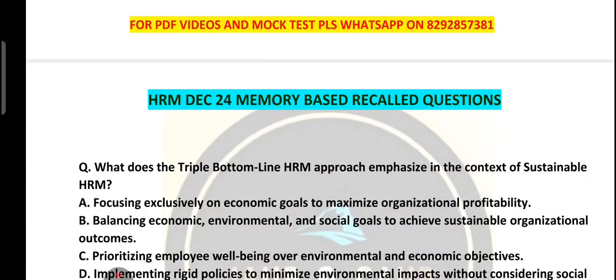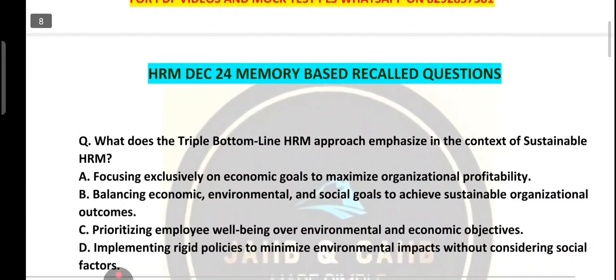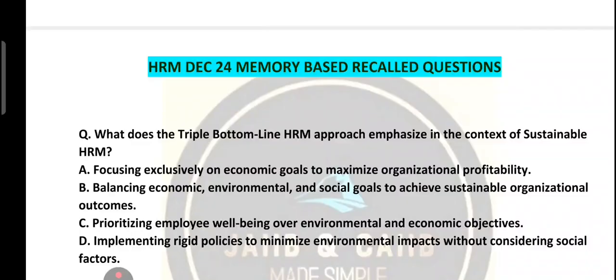This is a very good question about the triple bottom line. What does the triple bottom line approach emphasize in the context of sustainable HRM? Option A, focusing exclusively on economic goals. Option B, balancing economic, environmental and social goals.